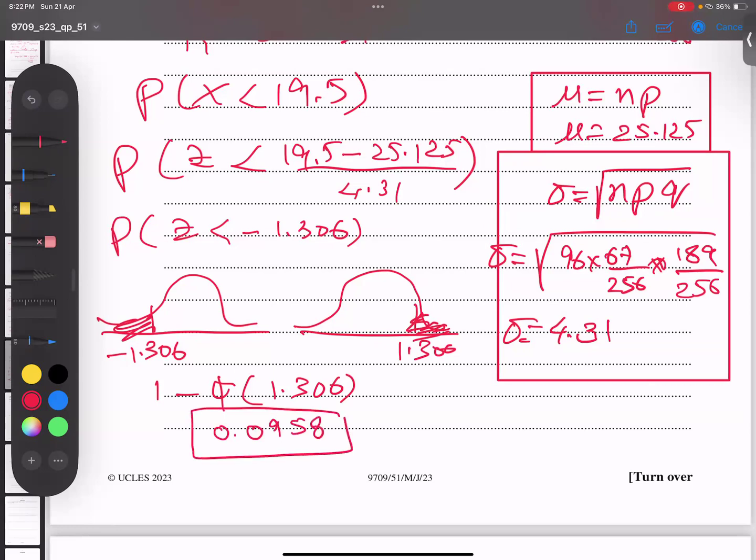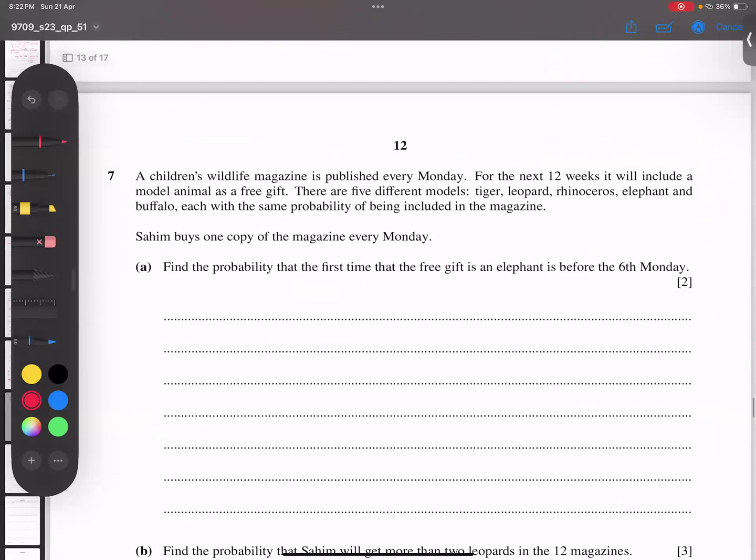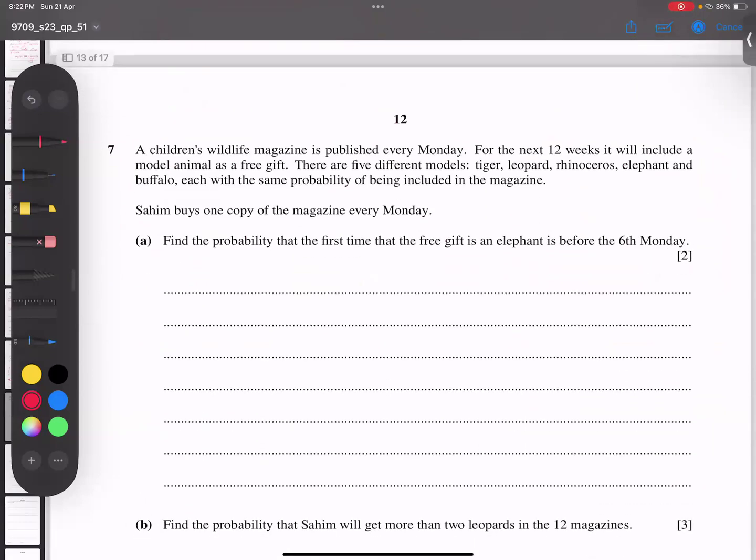So alhamdulillah rabbil alameen, I think that is okay. We have done it. Question number 7. What is question number 7 asking us?